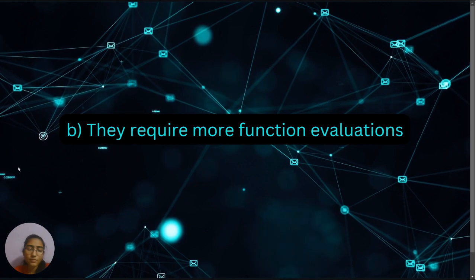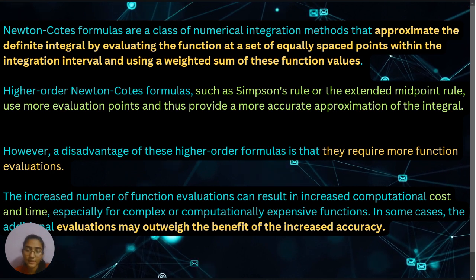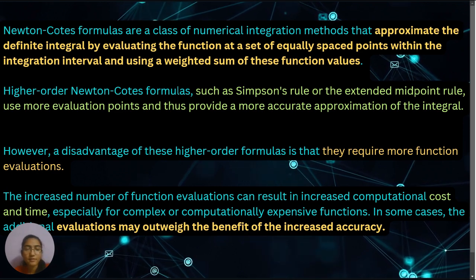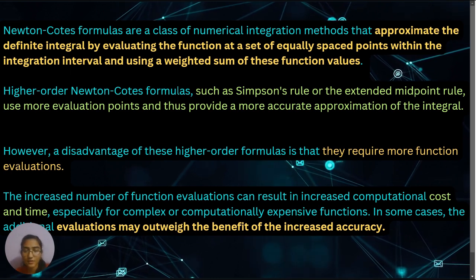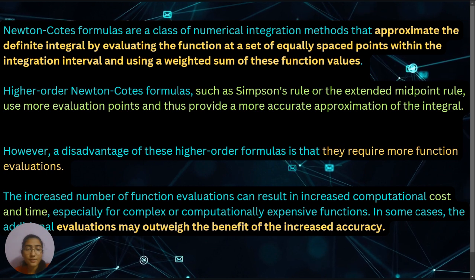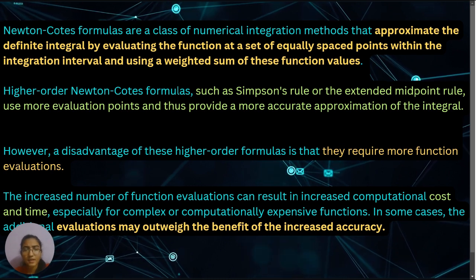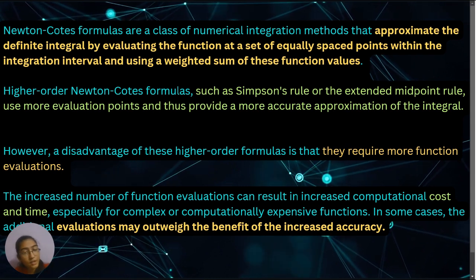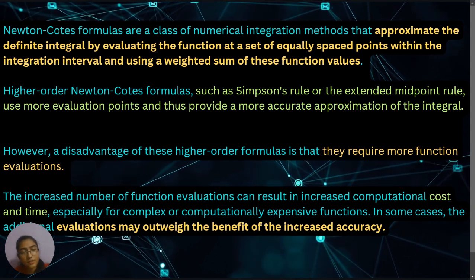So why do they require more functional evaluations? Newton-Cotes formulas are a class of numerical integration methods which approximate definite integrals by evaluating the function at a set of equally spaced points within the integration interval, using a weighted sum of these functional values. Higher order Newton-Cotes formulas, such as Simpson's rule and the extended midpoint rule, use even more evaluation points and thus provide a more accurate approximation of the integral. However, a disadvantage of these higher order formulas is that they require more functional evaluations. The increased number of functional evaluations can result in increased computational cost and time.